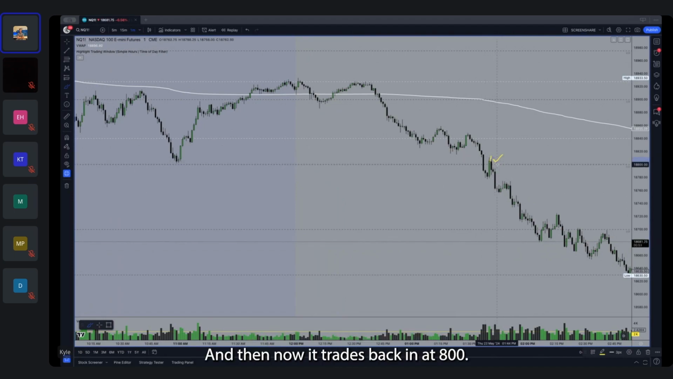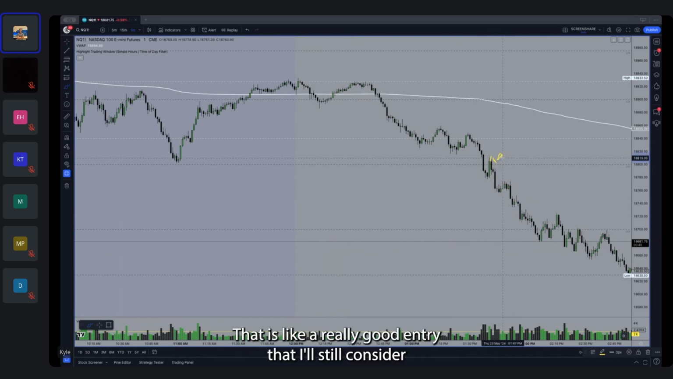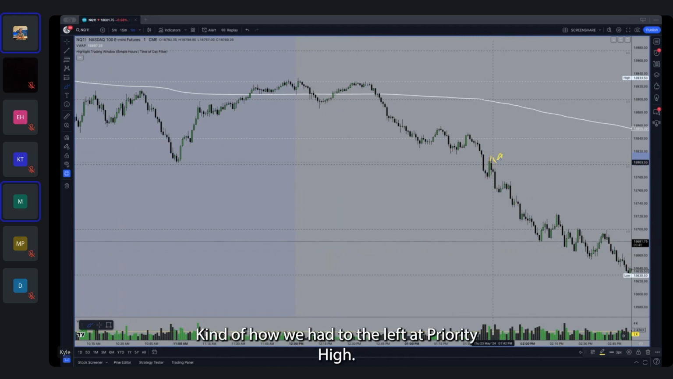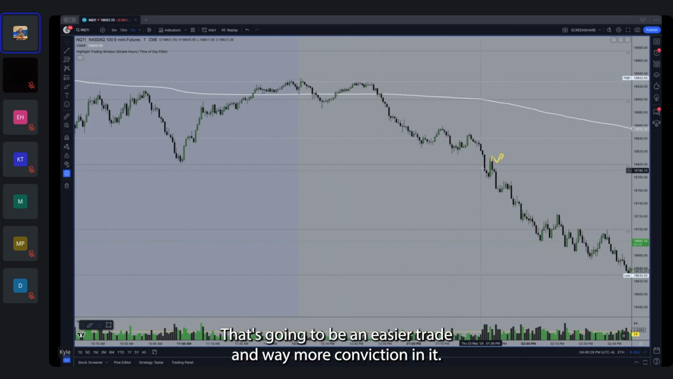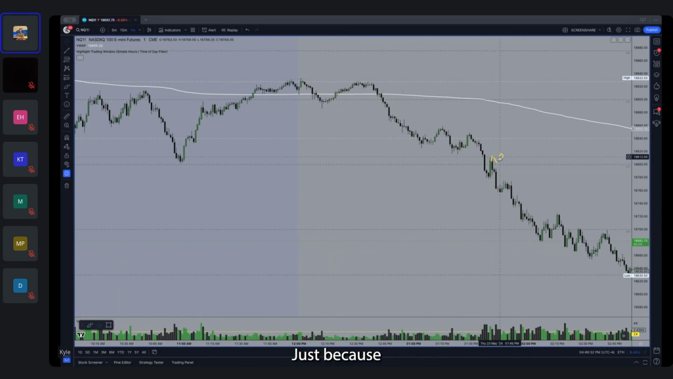And then now it trades back into 800. I have a super low time frame hammer right there at 800. That is a really good entry that I'll still consider within the spring. Gotcha. Kind of how we had to the left at prior day high at around 11. Yeah, right there, pretty much exactly like that. That's going to be an easier trade and way more conviction in it just because we have that actual structure that we can lean on.